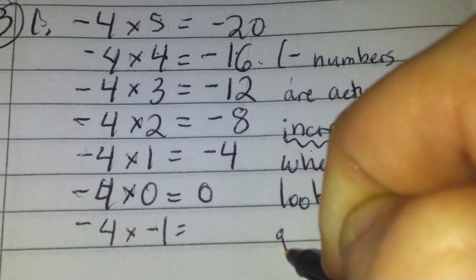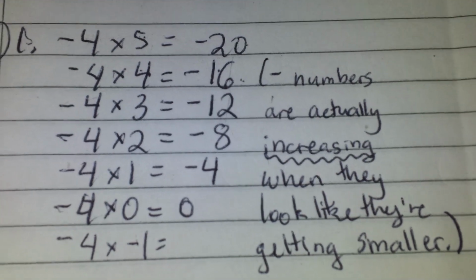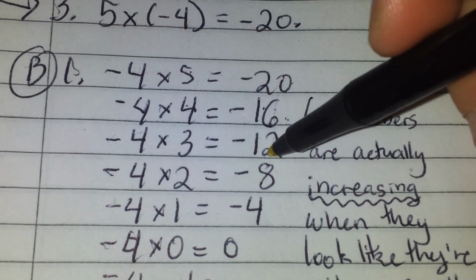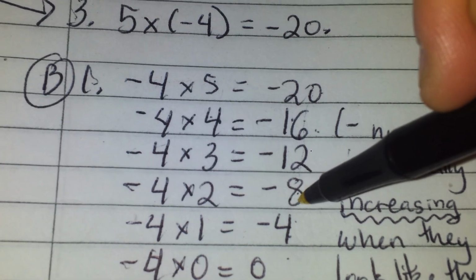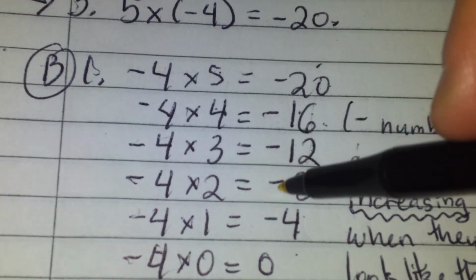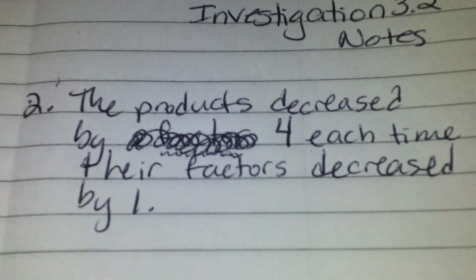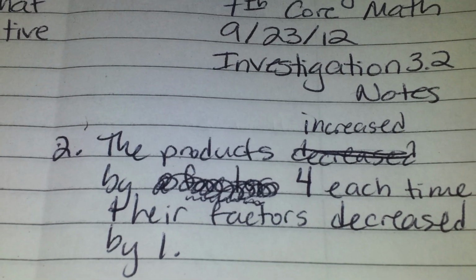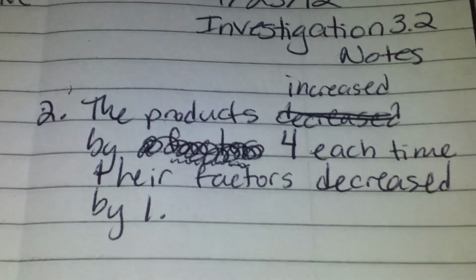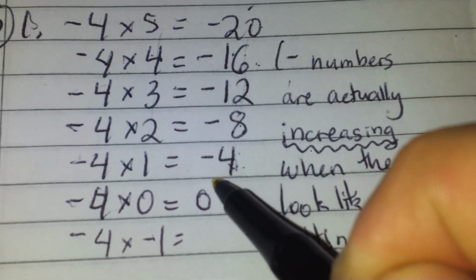That's pretty crazy. So we're making a note, and I would recommend you take this note with me because it's very important. We said before that they were getting smaller each time, but really they're not, because we know that if you had a $4 loan, that's better than having an $8 loan, which is better than having a $12 loan or a $20 loan. You owe less money if you only owe $4. So really the numbers are increasing. Let's change that. The products increased by 4 each time their factors decreased by 1. So here the factors are decreasing, but the products are increasing.